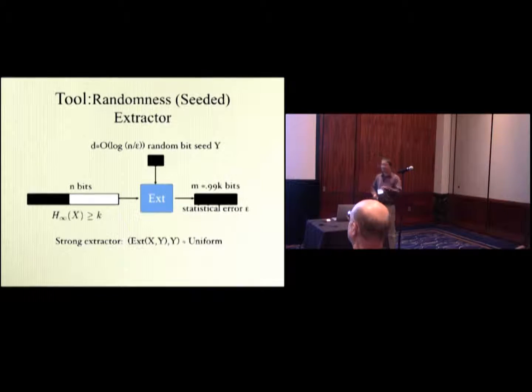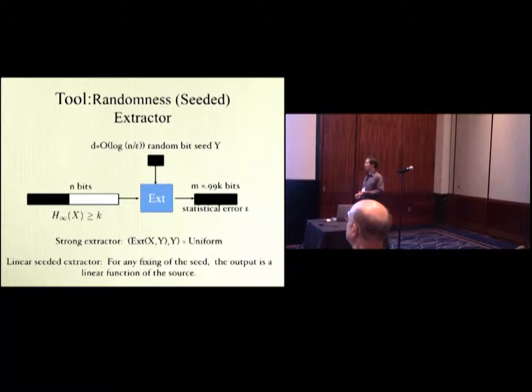And for the applications to affine extractors, we also need this extractor to have another property. We require it to be something called a linear seeded extractor. What this means is that if you fix any particular seed, then the output of this extractor is a linear function of the source. And there are very well-known constructions of such extractors.